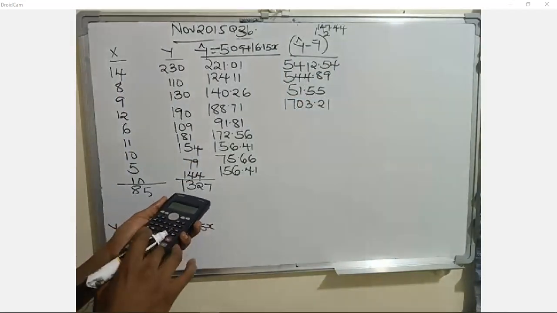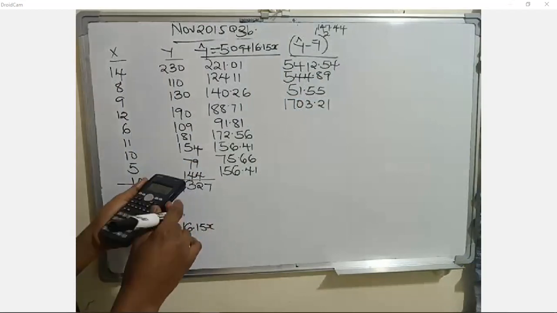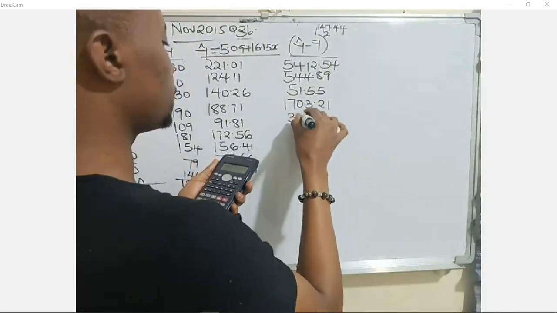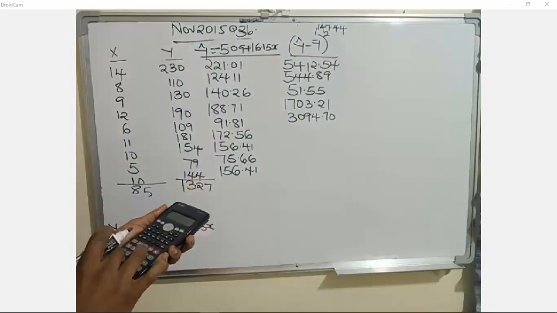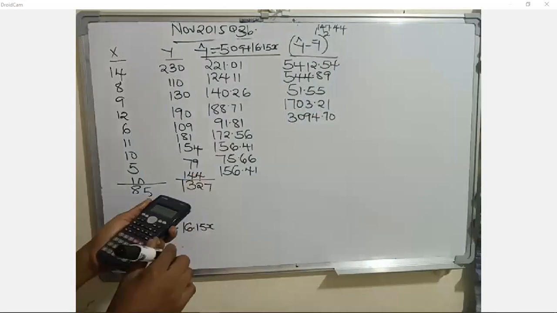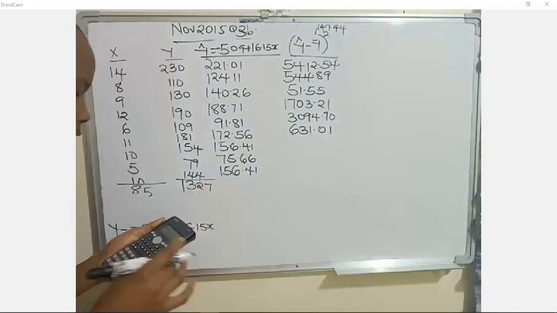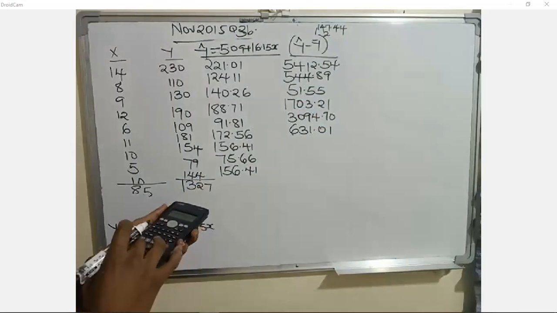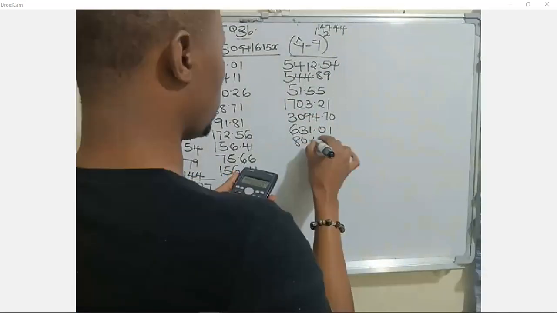Then I take 91.81 minus 147.44, and it should be 3094.70. Then the other one is 172.56 minus 147.44 squared, which is 631.01. Then the other one is 156.41 minus 147.44 squared, which is 80.46.